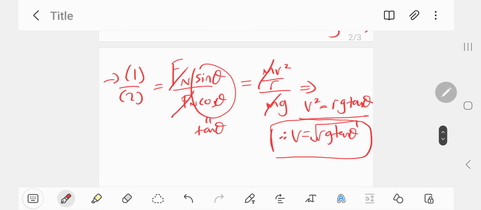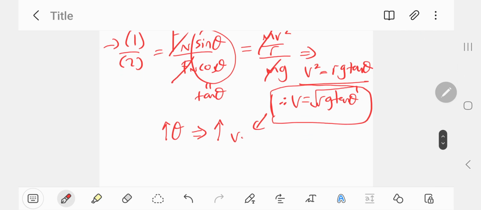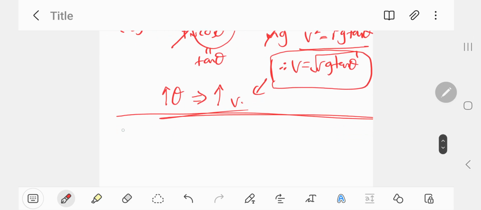And this expression can tell you a lot of things. It can tell you, for example, that increasing the angle of the banked surface, the angle of inclination, if you increase theta, that'll result in a greater tangential velocity v. Also, if you increase the radius of the circular motion, you'll also have to increase the tangential velocity v. So let's do an example to see how this thing works.